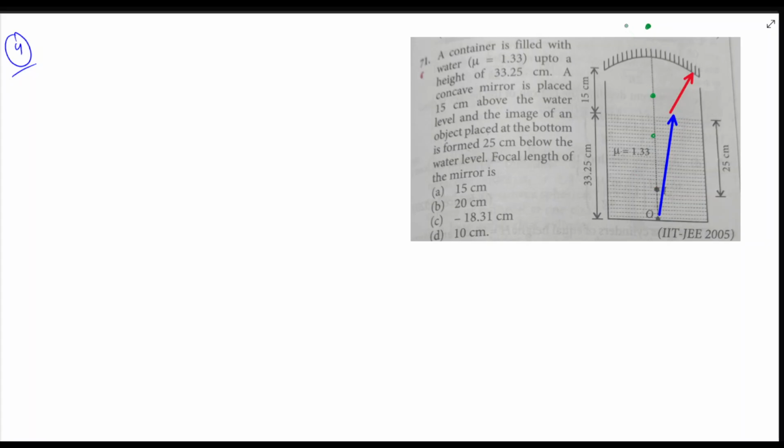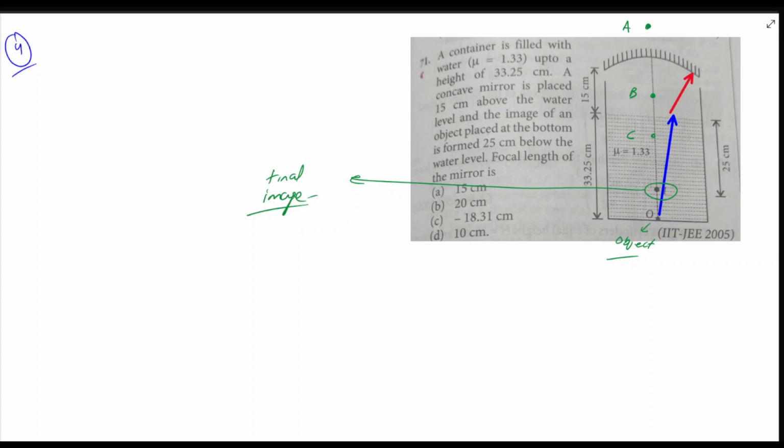So first we'll have to check where the image will form after the reflection. Okay, look, this is the final image. So this is our final image, and this was the object. Now look, if A is the image after reflection from this mirror, then what will happen? So these rays will go like this.